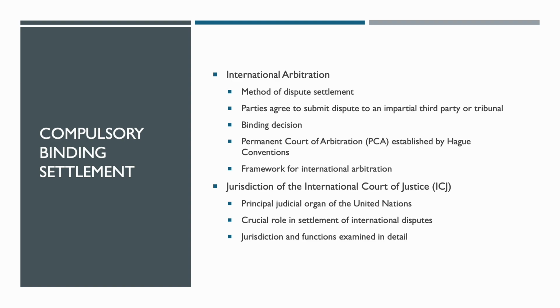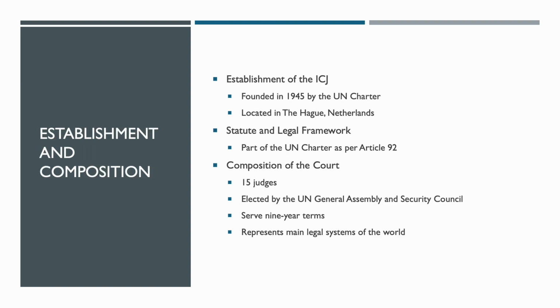The International Court of Justice, as the principal judicial organ of the UN, plays a crucial role in the settlement of international disputes. The ICJ was established in 1945 by the UN Charter and is based in The Hague, Netherlands. Its statute is an integral part of the UN Charter, as stipulated in Article 92.